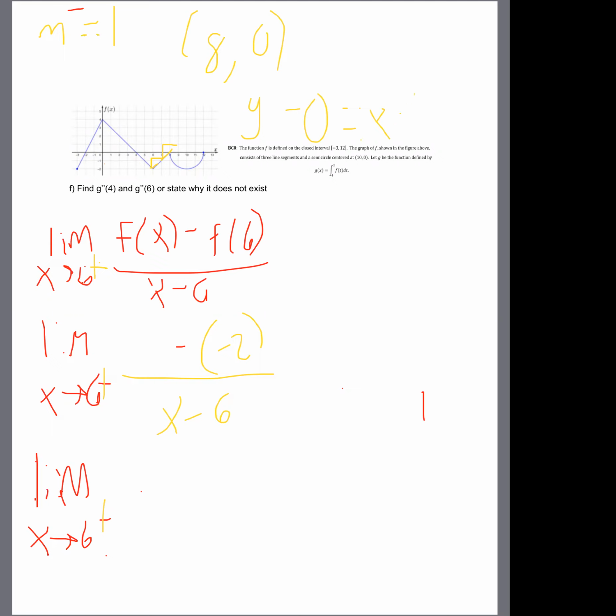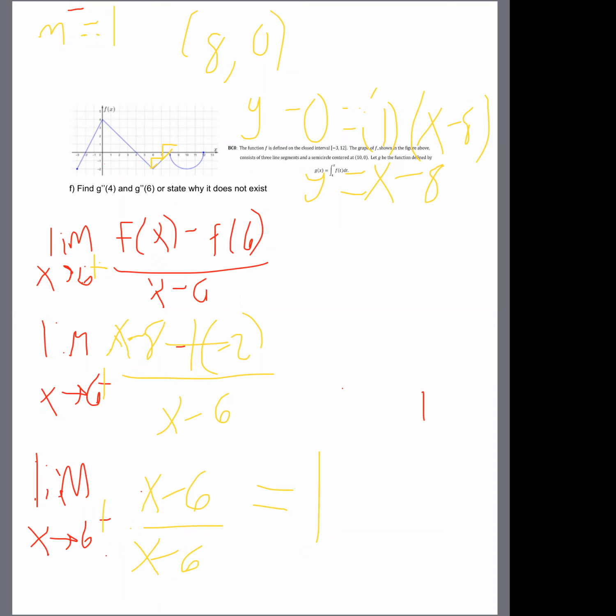y minus 0 is equal to 1, x minus 8, which means that y is equal to x minus 8. I'm going to plug it in here, x minus 8. And that simplifies to x minus 6 over x minus 6, because this becomes plus, and you're left with 1, because anything over itself is 1.